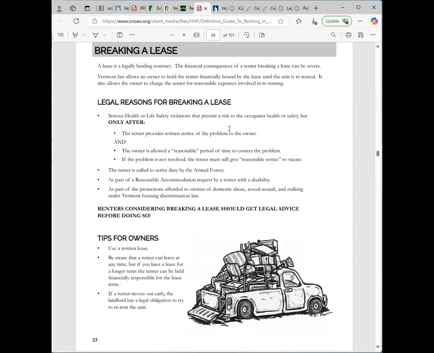Section 6, moving out. This is on page 33. Legal reasons for breaking a lease. There are some different options, one of which is a renter is called to active duty by the armed forces. There's all kinds of information about using military orders to break a lease, and you're not actually breaking the lease, you're just departing early, and it's out of your control.